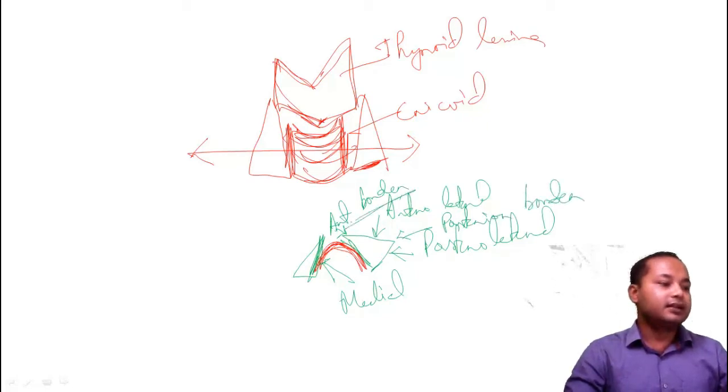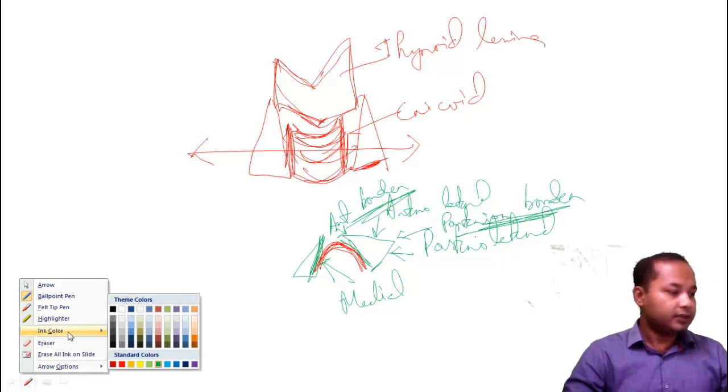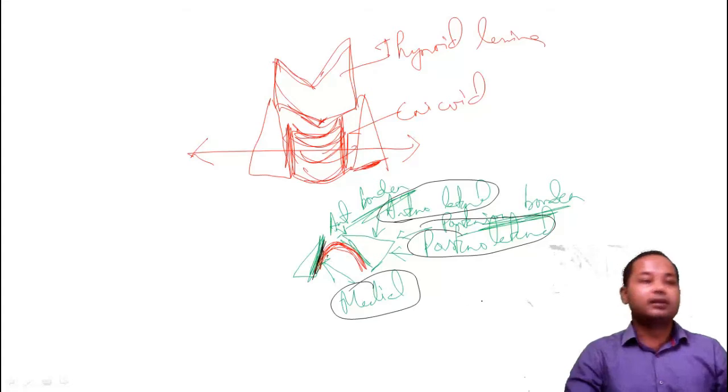So these are the borders 1 and 2, and the surfaces, I will use a different color, I will use the black color. This is the anterolateral surface, there is a posterolateral surface also, and the one which is facing towards the cartilage, this is the medial surface. Okay, so this completes the shape of the gland.